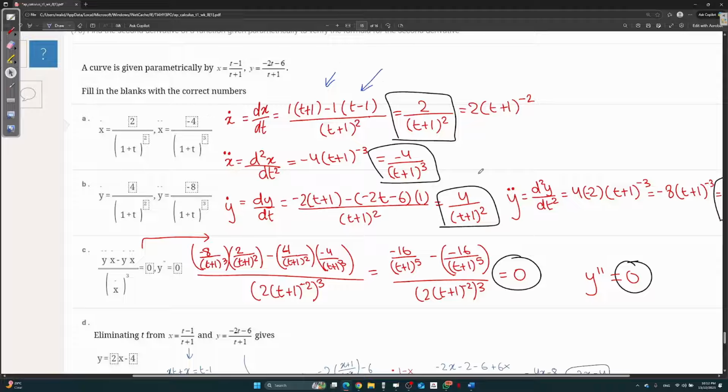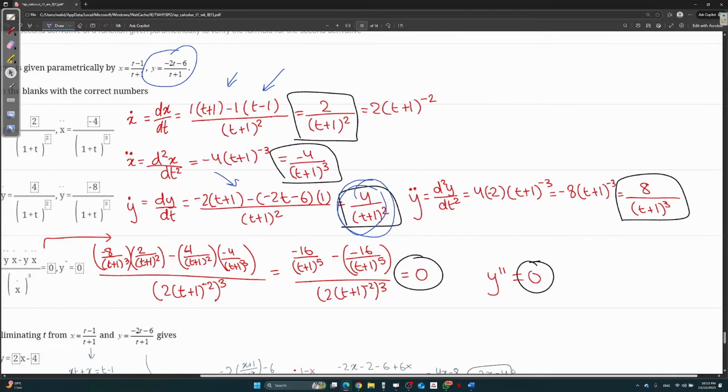So just pause, read over this. Again, thank you so much, Aya, for sending the PDF. You helped me out a ton. Same thing here, y dot, just derive it once using the quotient rule, and after you get it, y double dot will just be this, derived a second time to get this.